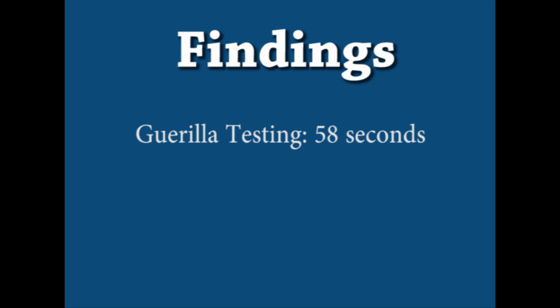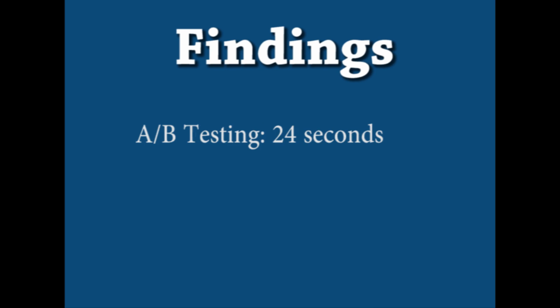When the guerrilla testing and A/B testing had been completed, the results were as follows. When completing the guerrilla testing on the original Guardian site, the average time it took a user to complete the task that was given was around 58 seconds. With the new prototypes now being created for the A/B testing, this helped the user to find the tasks more efficiently, bringing the average down to 24 seconds.